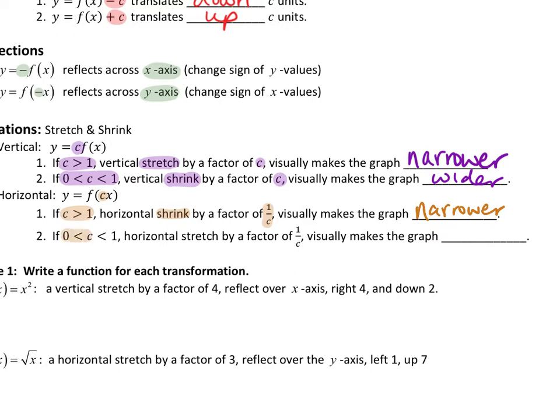If the number c that you see there in the equation is between 0 and 1, so a proper fraction, it is also a horizontal stretch by a factor of the reciprocal, but that's going to make the graph wider. Because if you grab the horizontal sides of the picture and you stretch it, it's going to make the graph or the picture wider. So we've been using transformations for forever.